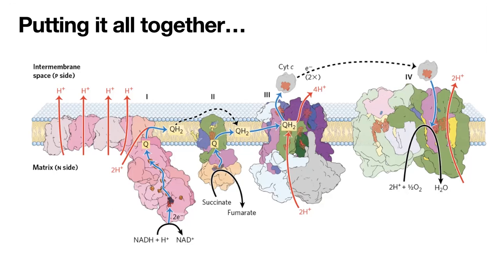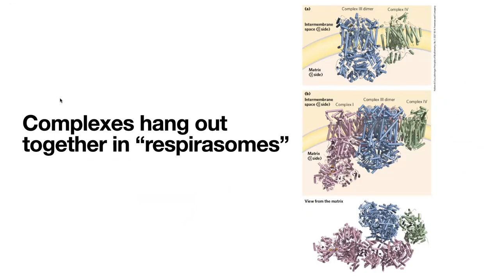So when we come to accounting later on, we'll have to keep that in mind, that we're getting more energy. We're getting more protons pumped out if we enter at complex 1, but we can also enter at complex 2 or any other route to Q. And although we kind of look at these as isolated things, actually these complexes often hang out in bigger groups called respirasomes.